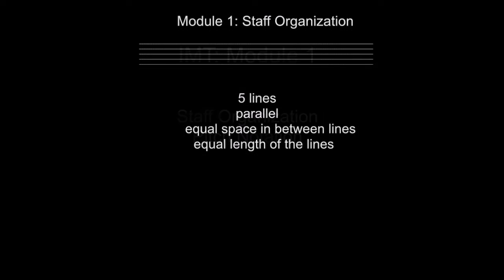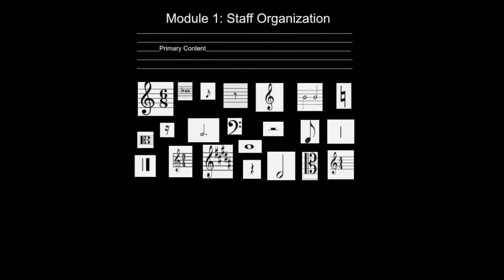Introduction to Music Theory, Module 1. Musical content is placed and organized on the staff. The staff consists of 5 parallel, equally spaced lines of the same length. The staff holds a variety of musical symbols, all necessary to write and read music.